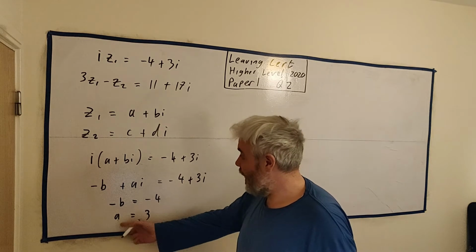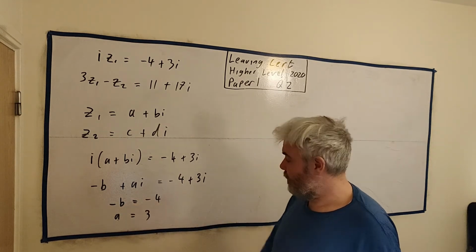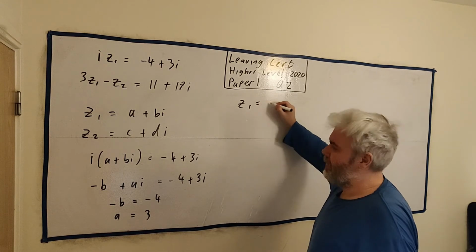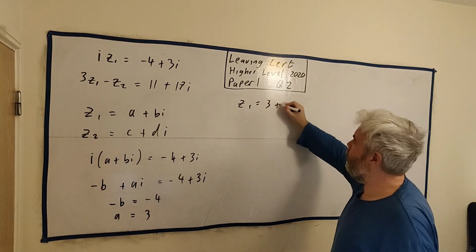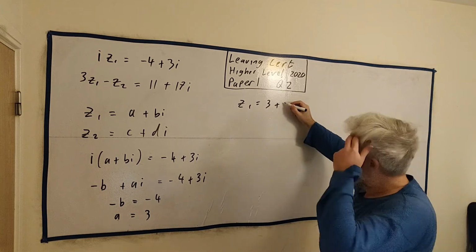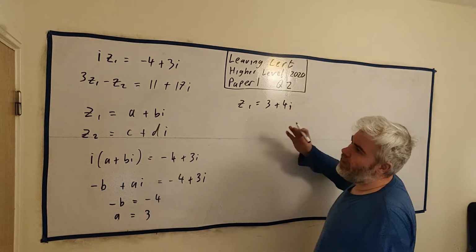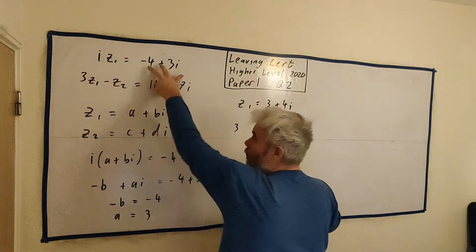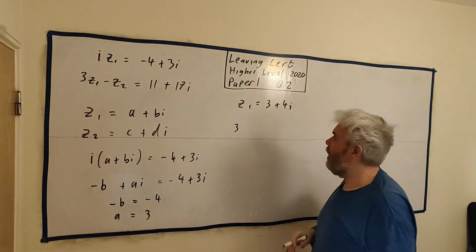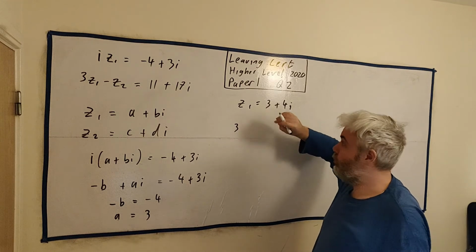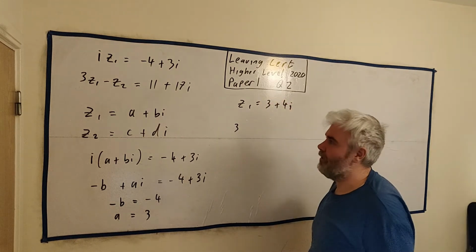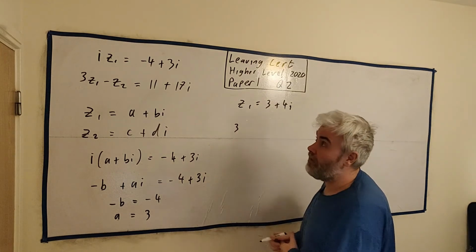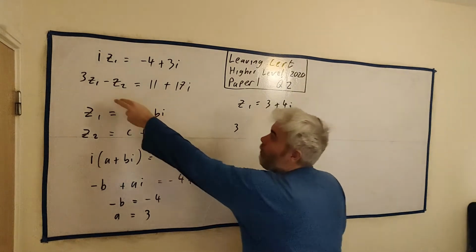So I've actually found A and B already. B is equal to plus 4. So I can rewrite Z1 is equal to 3 plus 4I. And we continue on with the next line. You won't always get the answer from one line. I might have been left with some unknowns and I would have had to solve a simultaneous equation. But in this case it was easy enough. The first line could answer the first one, and now the second one will answer the second one.